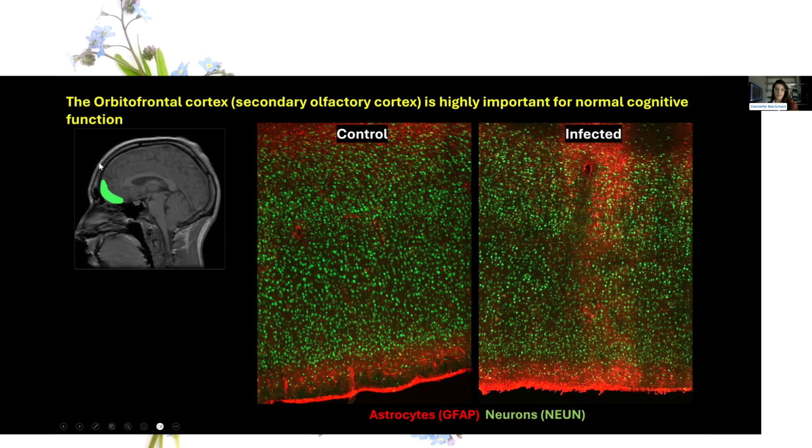So we see, again in the orbitofrontal cortex, the infection, and we see this leakage of inflammatory markers, like glia leaking through the gray matter. This is the gray matter, this is the white matter. So there is this disruption of how the structure of the brain is normally formed.